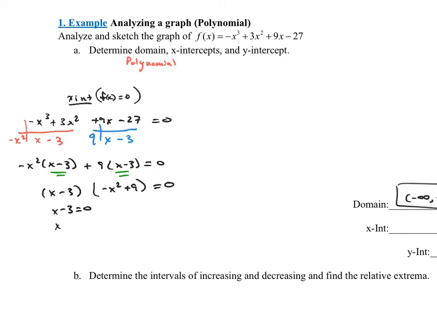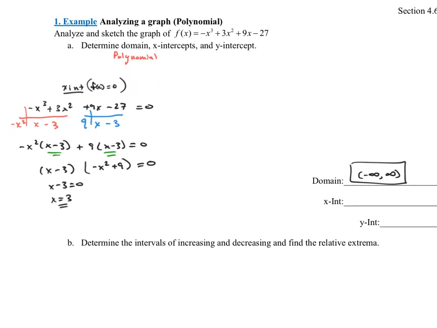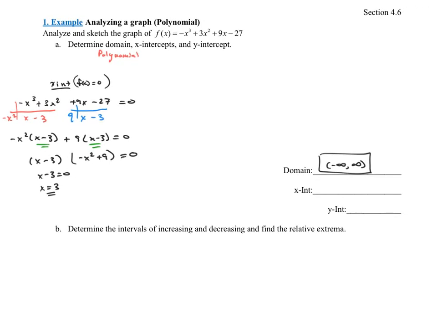So x minus 3 equals 0, add 3 to both sides, we get x equals 3. Remember, an x-intercept is an ordered pair. It is a point on a graph. The intercept is the point (3, 0). It is not the number 3. If you put the number 3, it is incorrect. It is an ordered pair. You actually have to give me the ordered pair.